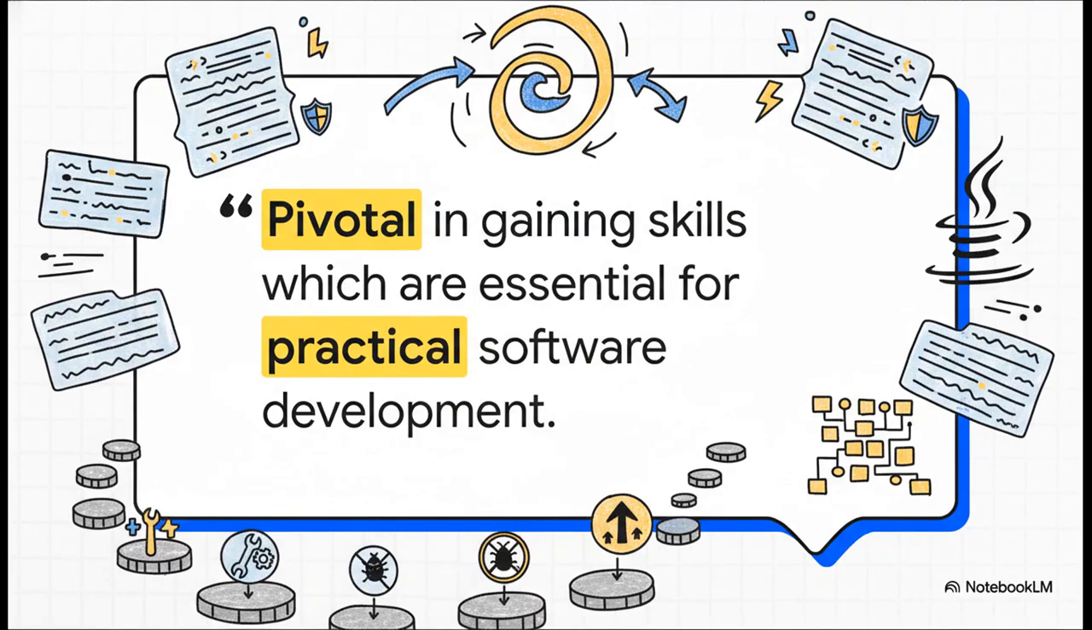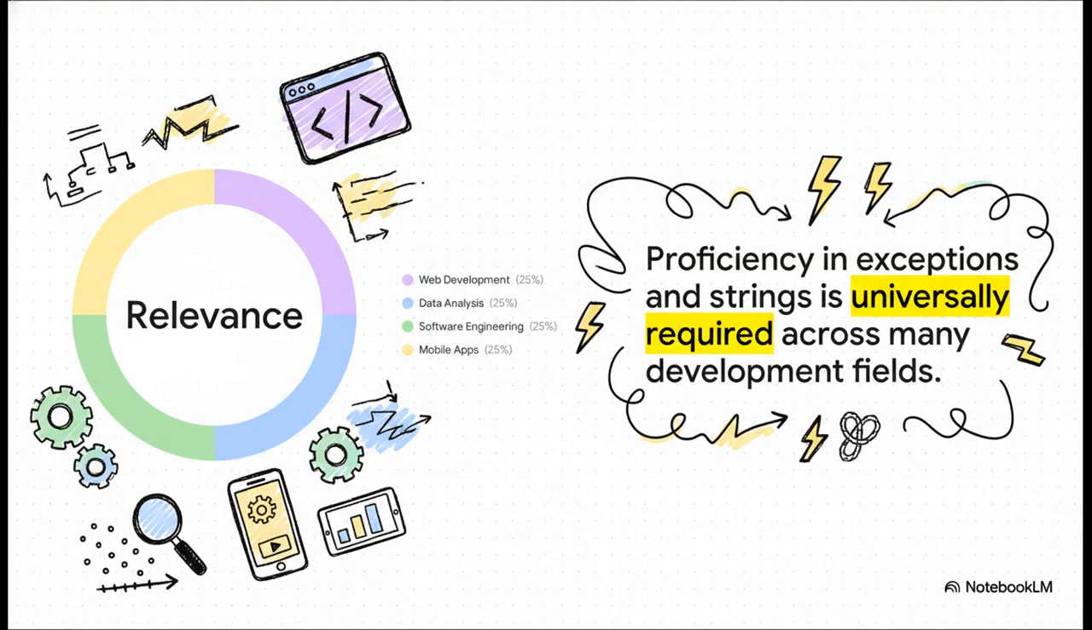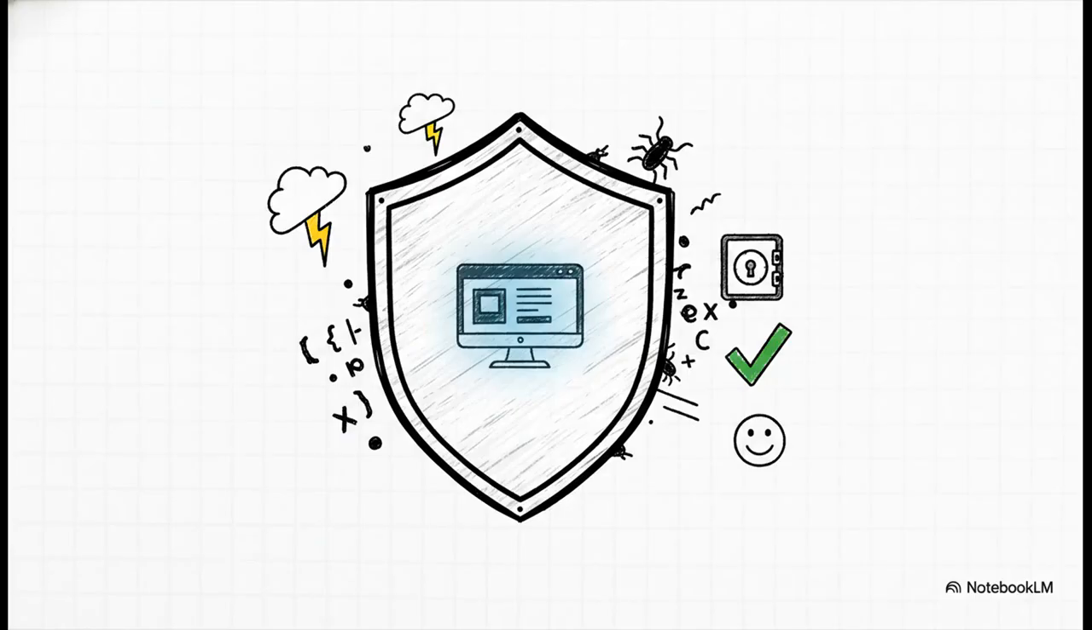And hey, don't just take my word for it. The source material we're looking at today calls these skills pivotal for practical software development. Getting a handle on them is a major step up for any developer. And check this out, this isn't some niche, specialized skill. It doesn't matter if you're going into web development, data analysis, mobile apps, or general software engineering. Being great at handling exceptions and strings is required everywhere. It is the bedrock of quality software in every single one of these fields. No exceptions.